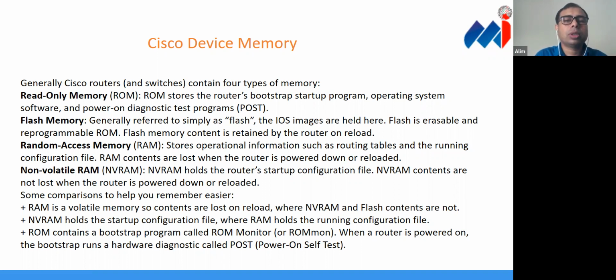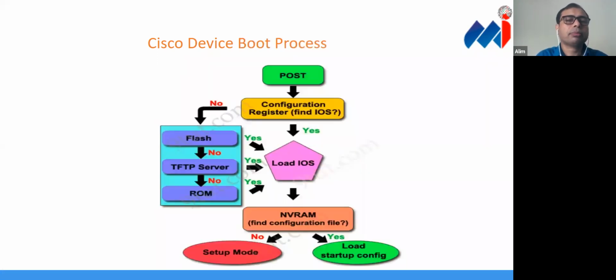Okay, and the flash memory, you know about flash memory. Flash memory holds the iOS image. That means the iOS image, the kind of iOS operating system. Okay, and ROM stores the router's bootstrap, where the operating system starts, like the power-on diagnostic test or power-on self test process is initiated.